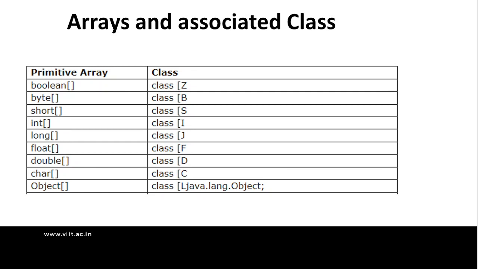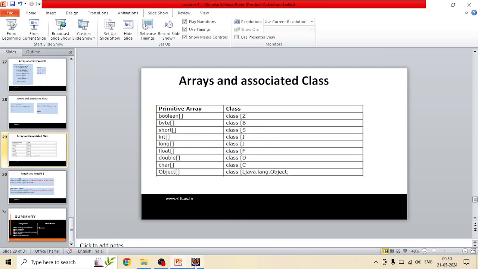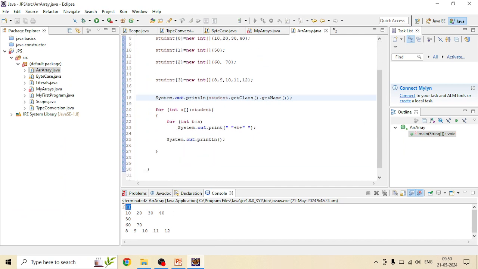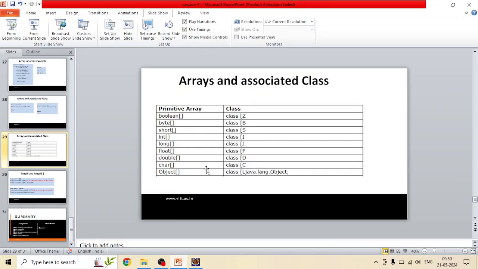For a primitive array, if you declare a boolean array, its associated class is an opening bracket with capital Z. In the case of integer, we declared the student as an integer array, and its associated class was an opening bracket with capital I. But our student array was a double array, meaning array of arrays, integer double bracket, so our output was a double opening bracket with I. If you see here again, confirm this: an opening bracket and then I. This is the associated class.